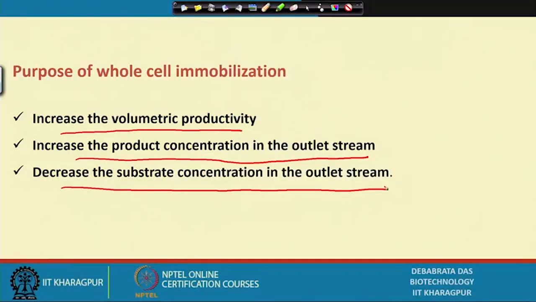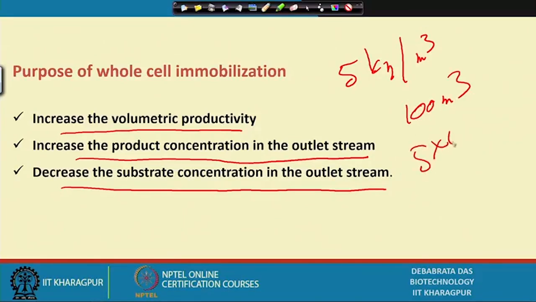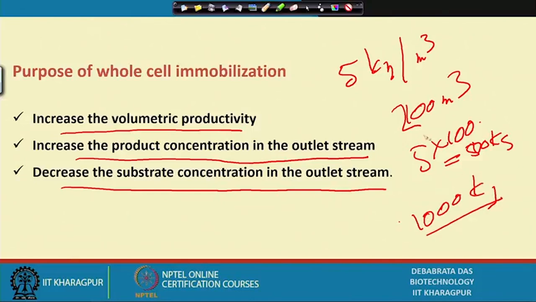First is the volume. Suppose we have 5 kg per cubic meter of product, and if you increase the volume to 100 cubic meters, how much product can you have? 5 into 100, that is 500 kg. Am I right? Now if you have 200, then 5 into 200 will be 1000 kg. So as you increase the volume of the liquid, your productivity increases.